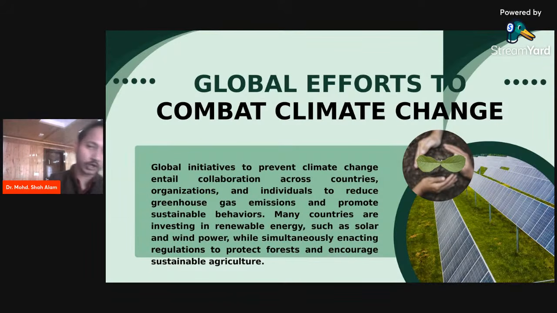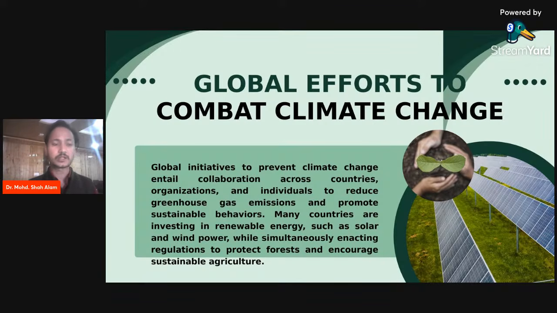Next we will talk about the global effort to combat climate change. Addressing climate change requires global cooperation across countries. Countries across the world are implementing strategies to reduce greenhouse gas emissions and promote sustainable development, like China and America. India is also doing some work to prevent gas emissions to combat climate change.